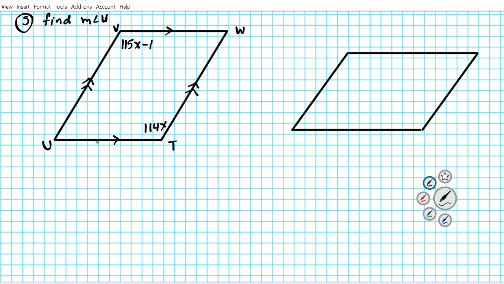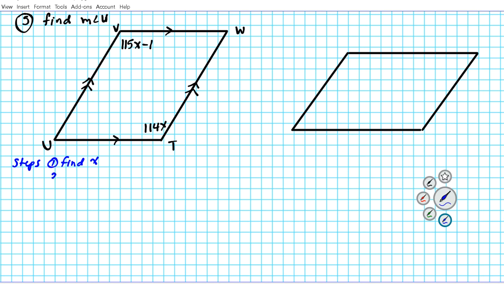If you want to find out what the measure of angle U is, this is a 3-step process. First of all, we have to find out what x is. Once we find x, we can use it to find V or T. Let's just find T, and then we'll use it to find U, because angles U and T are adjacent angles. Let's outline our steps real quick before we start. Our steps are as follows. Number 1, we're going to find x.